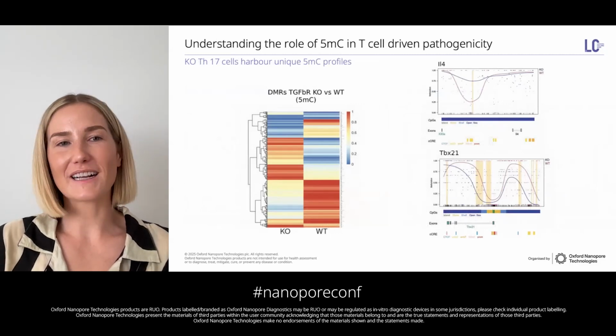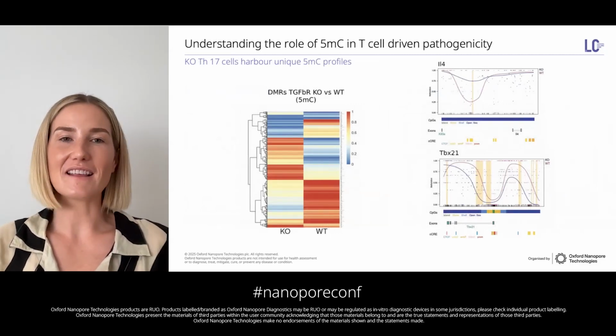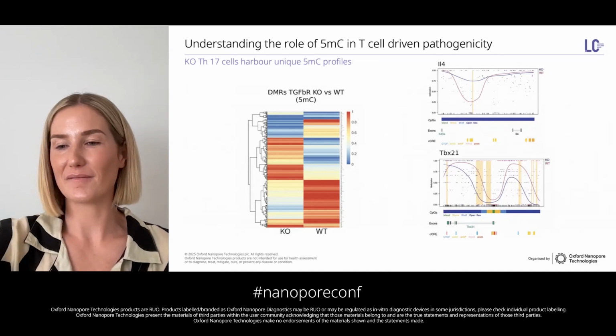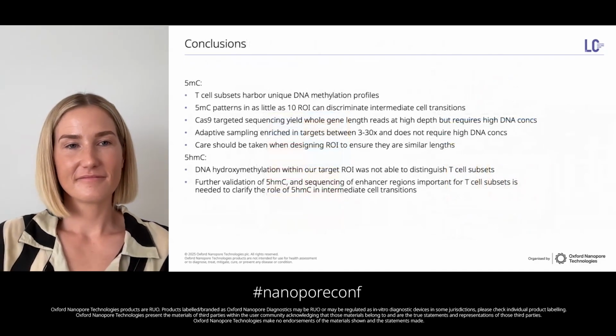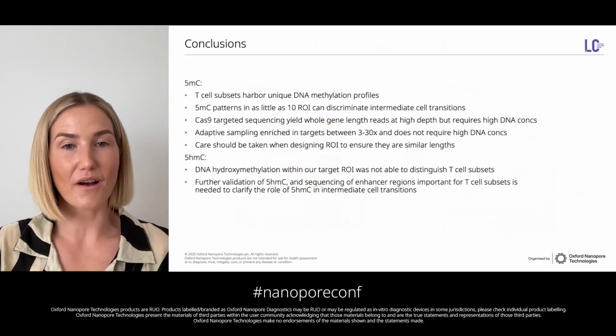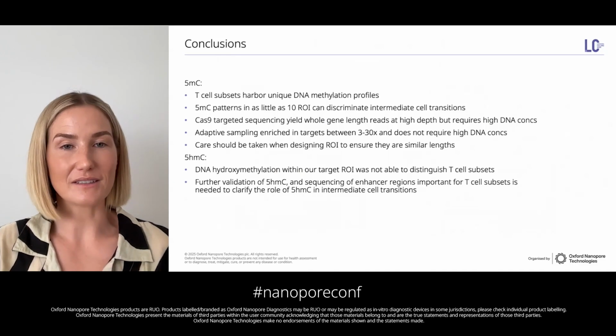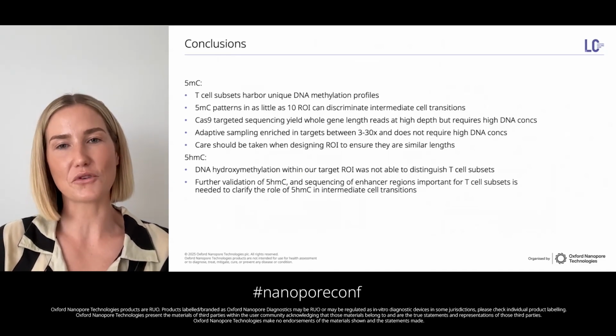And of course, we saw a clear epiphenotype within our cells of interest. If you're interested in this, please have a read of our paper. So in conclusion, T cell subsets harbor unique methylation profiles, and whole genome sequencing is not necessarily required to study these different cells and discriminate intermediate cell transitions.